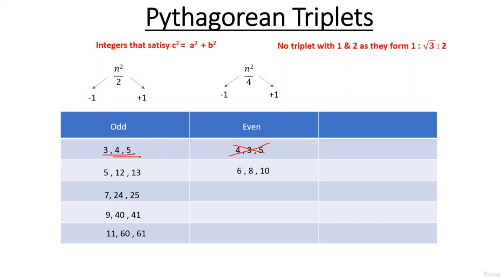The next triplet is 6, 8, and 10. You can derive this by taking n equals 6. 6 square is 36 upon 4 is 9. One before is 8, one after is 10. So 6, 8, 10 is the next Pythagorean triplet. If you take n as 8 here, 8 square 64 upon 4 is 16. One less 15, one more 17. The next even number you can take is 10: 10, 24, 26. Next is 12, 35, 37, and this is how it keeps on continuing.